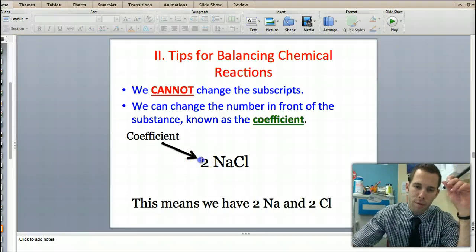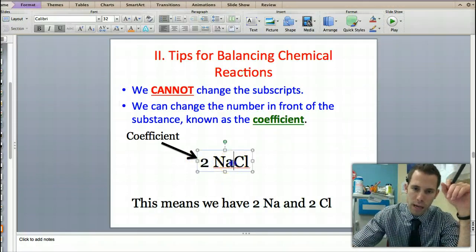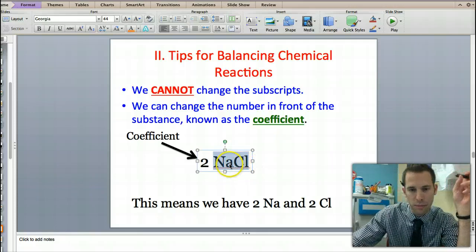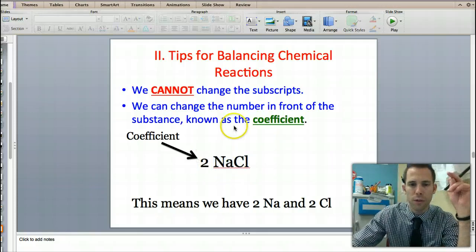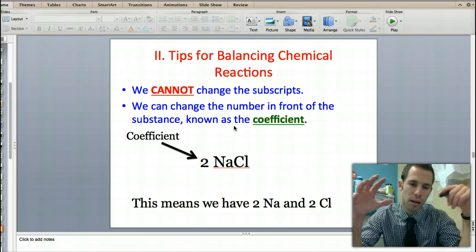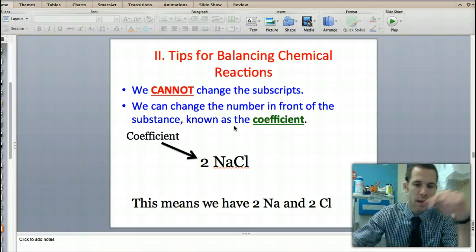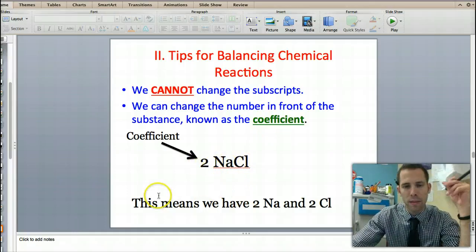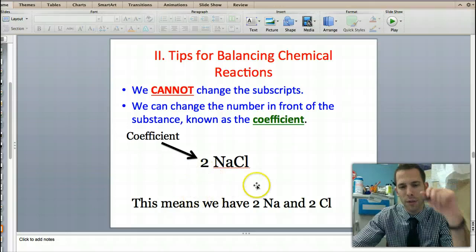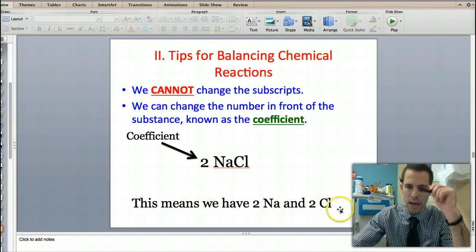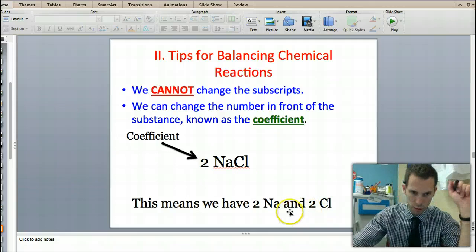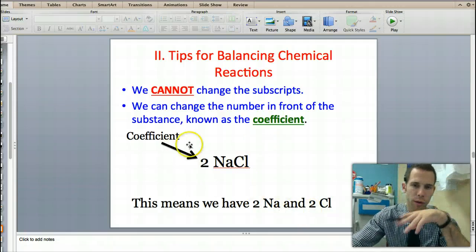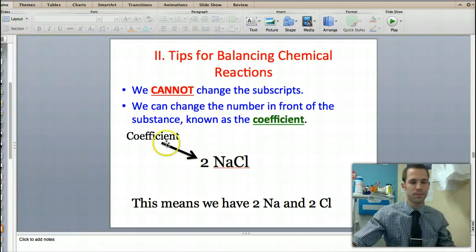We are going to put coefficients in front of our chemicals, in front of our chemical symbols and compounds, to change the number of substances that we use in the chemical reaction. Now, we can never change the subscripts, the ones on the bottom, but we can put numbers in front and multiply the compound itself by a coefficient. This coefficient right here, this 2, indicates that we have 2 sodium molecules, Na, and 2 chlorine molecules. And this is how we're going to balance our chemical reactions.